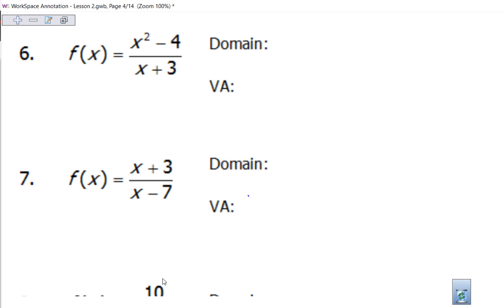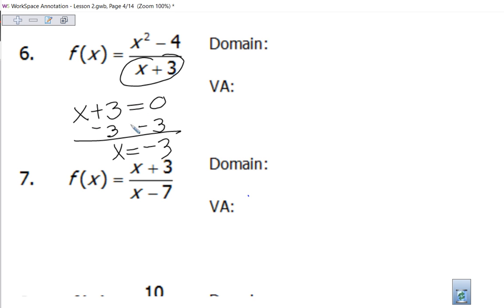So let's look at number 6. To find that vertical asymptote, set the denominator equal to 0. So here's my denominator. It's x plus 3. So you need to take x plus 3, set it equal to 0 to find that vertical asymptote. And the next thing you have to do is after you set the denominator equal to 0, solve for x. So how do I get rid of the plus 3? Minus 3 to both sides. And that gives us x equals negative 3. So there's the equation for the vertical asymptote. It's x equals negative 3.